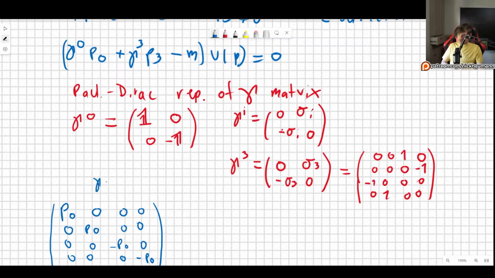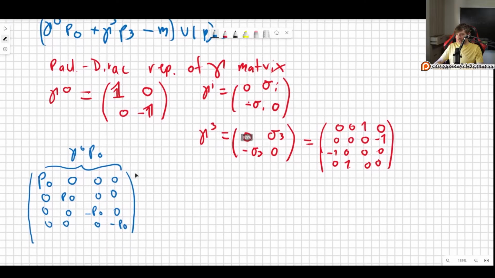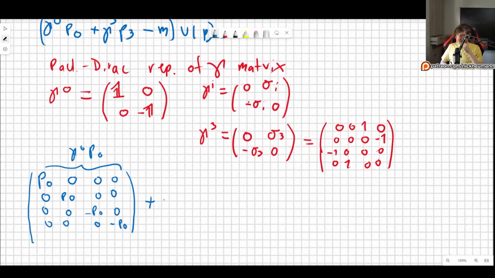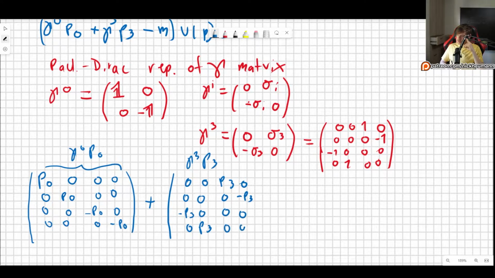Like this. So this is gamma 0, P0. Then we have to add gamma 3, P3. So now comes gamma 3, P3. So this would be 0, 0, 0, 0, minus P3, 0, P3, P3, 0, 0, minus P3, 0, 0, 0, 0. And then we have minus M times the 4x4 identity matrix.